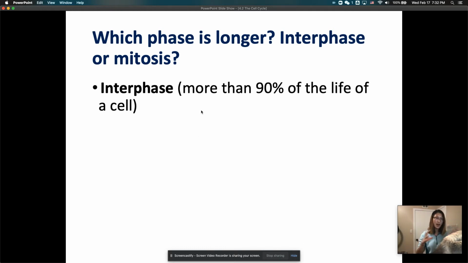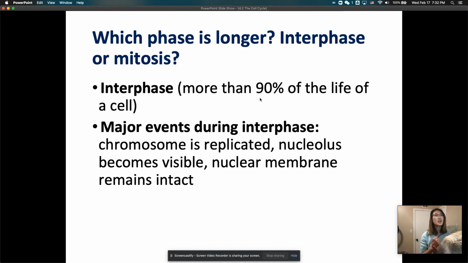From your giant pizza pie, you can see that most of the pizza is the interphase. Okay. Now you don't have to write this part down. We'll talk about each part of the interphase right now. But just to give you another idea, major events during interphase: DNA or chromosomes are replicated, nucleolus become visible. You don't need to understand what that means. Nuclear membrane remains intact. You don't need to know what that means.